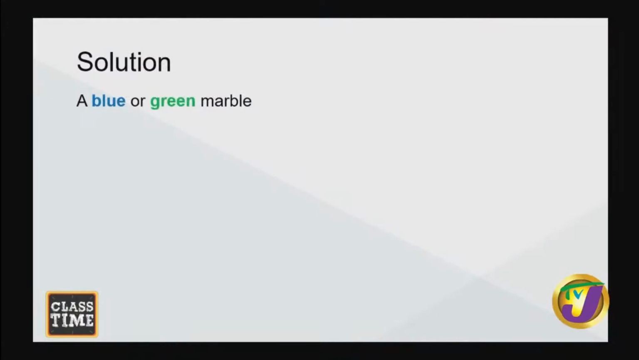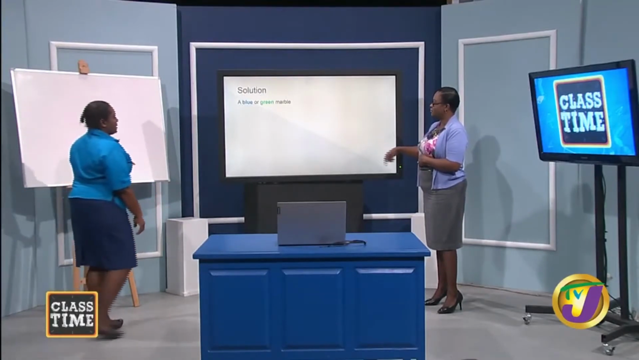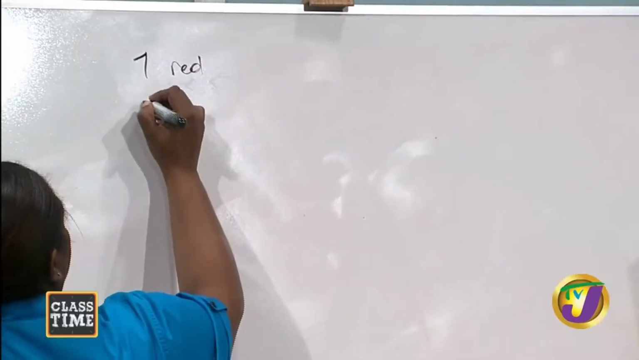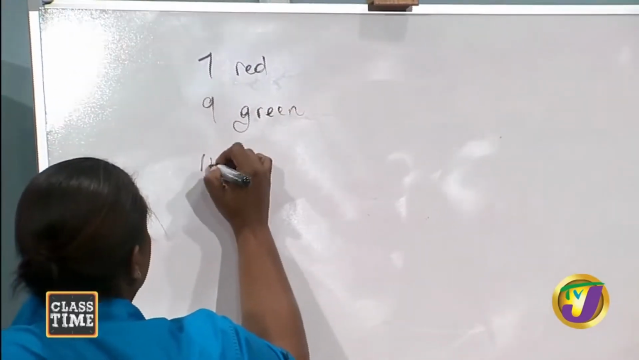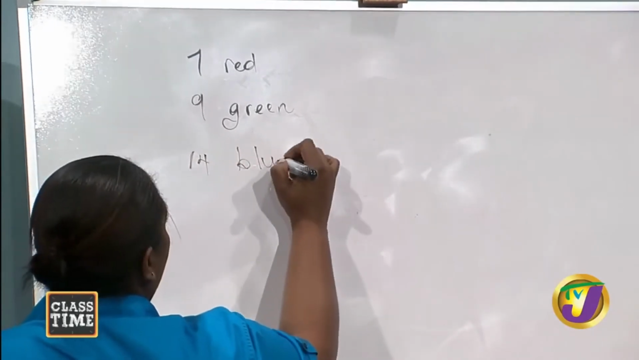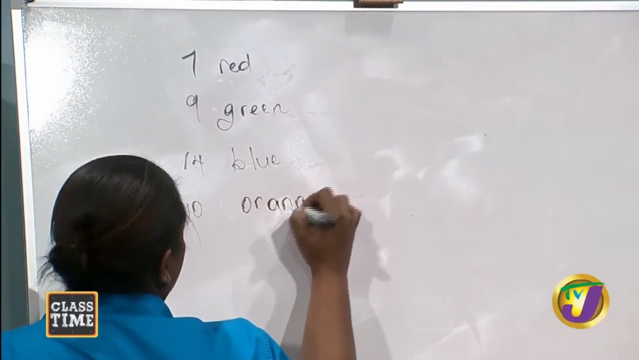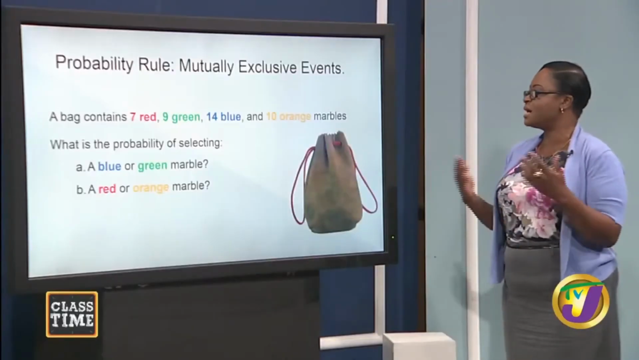So what's the probability of taking a blue marble? You want to take us through it on the whiteboard. Let's go back to the question itself. So we are just going to do a summary of the information that's given. So we know that we have 7 red, 9 green, 14 blue, and 10 orange. What would be the total? How many marbles are in the bag?